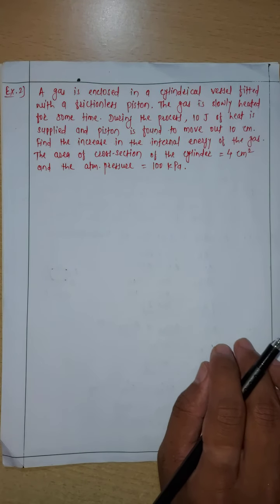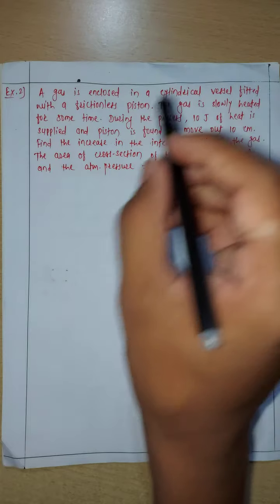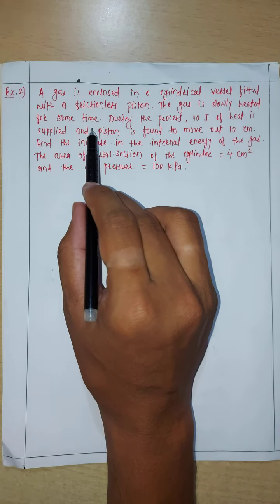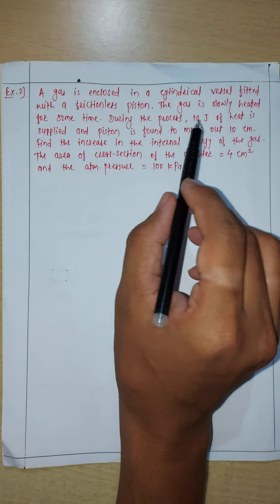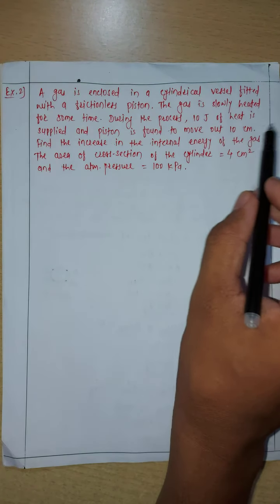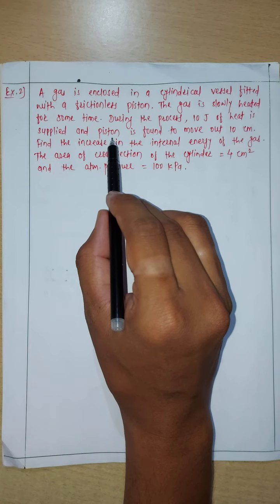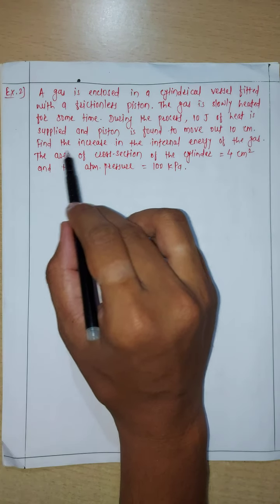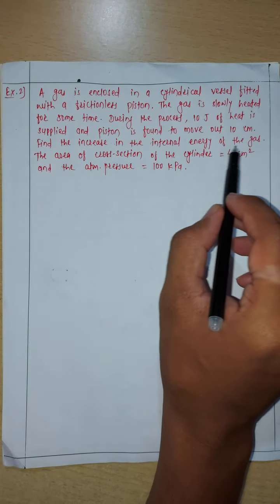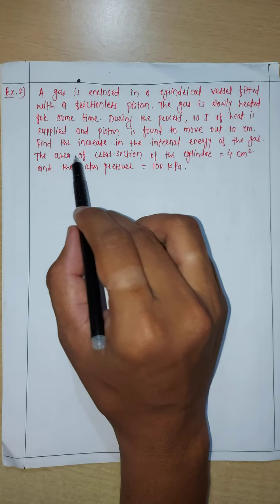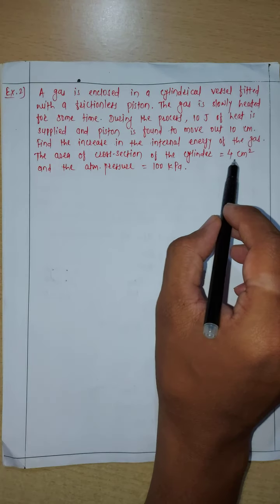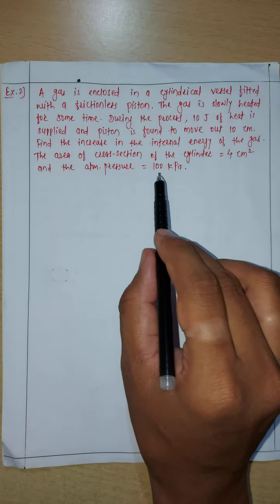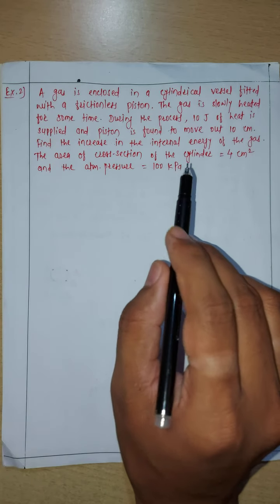A gas is enclosed in a cylindrical vessel fitted with a frictionless piston. The gas is slowly heated for some time. During the process, 10 joule of heat is supplied and the piston is found to move out 10 centimeter. Find the increase in the internal energy of the gas. The area of cross section is given, that is 4 centimeter square, and the atmospheric pressure is 100 kilopascal.